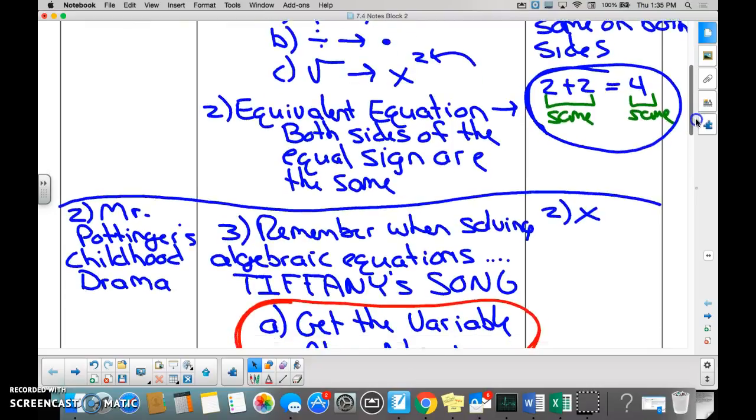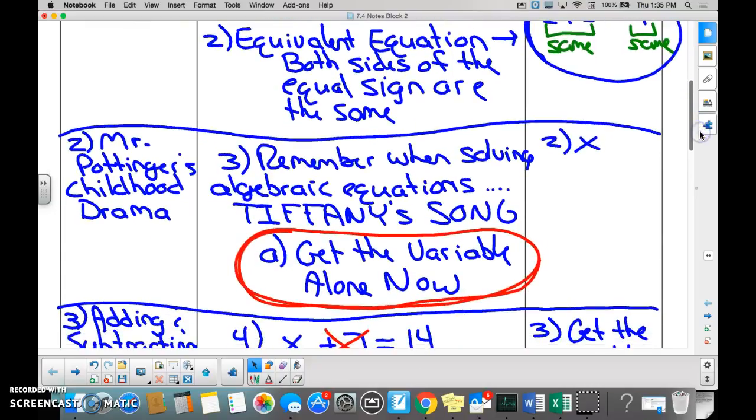My childhood drama with Tiffany and the fact that she stole my song is going to be how you're going to remember the way to solve algebraic equations, because my friend Tiffany said, what, everybody? Okay, and I do have that song.